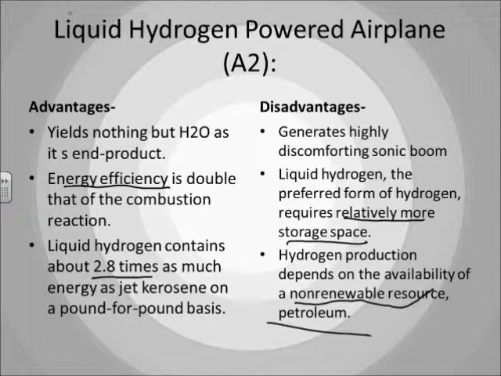Disadvantages. The sonic boom generated by traveling at supersonic speed can cause a great discomfort for people on the ground. Liquid hydrogen, the preferred form of hydrogen, requires 4 times the storage space of conventional petroleum-based fuels. The other problem with this technology is that the hydrogen production depends on the availability of a non-renewable resource, petroleum. Currently, hydrogen is produced from raw petroleum for industrial use, but petroleum supplies may become limited in the near future.